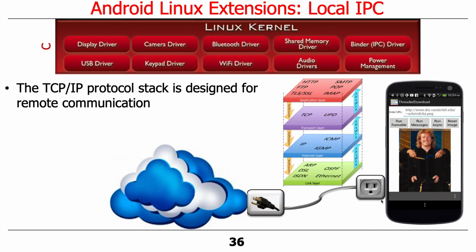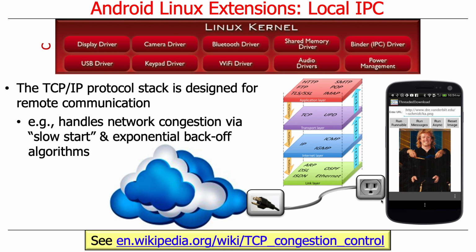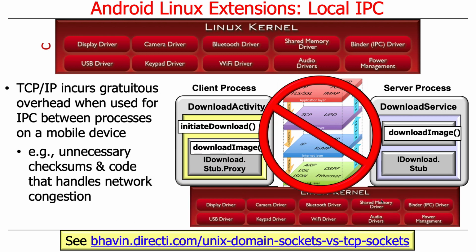I also mentioned that Android has some cool optimizations for inter-process communication, and that's because TCP/IP was originally designed for remote communication, in other words, across a LAN or a WAN. So it's got all these extra protocol features in there for things like slow start and exponential backoff. If you take the networking class, I'll explain what all these things mean. As a consequence, there's extra overhead for TCP when you use it to communicate between processes in the same device, where you don't need to have stuff like slow start.